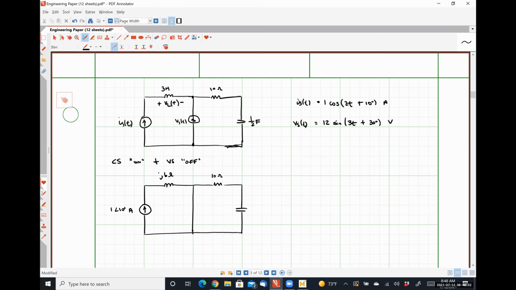Okay, so 1 over, so let's see, so j times omega. So j times 2 times 1/2 is going to look like j1. So 1 over j1 is just negative j1 ohm. Here is our phasor quantity of interest. I'm going to call it VL prime.